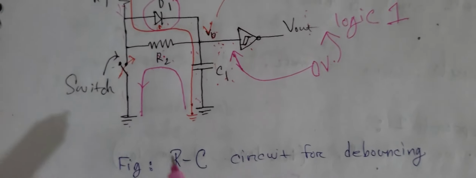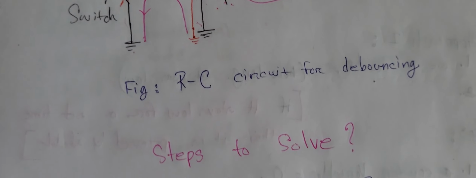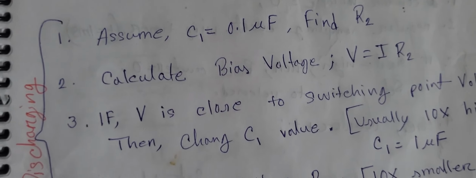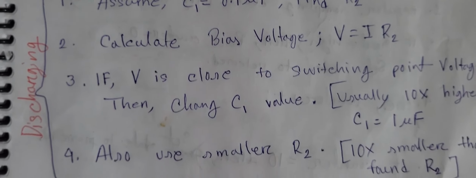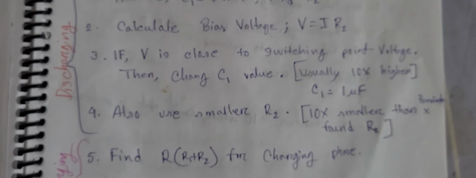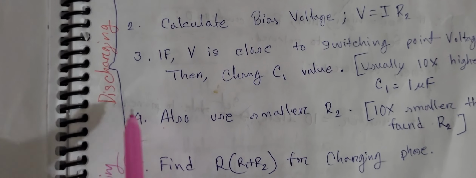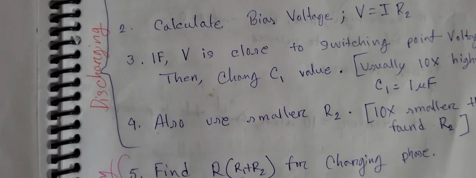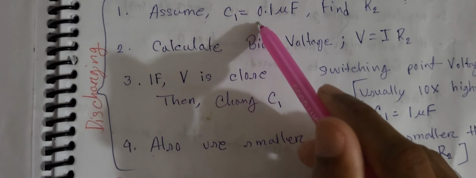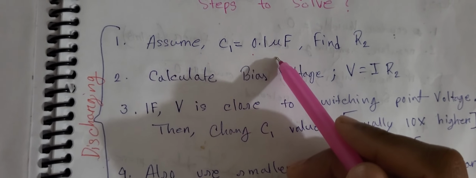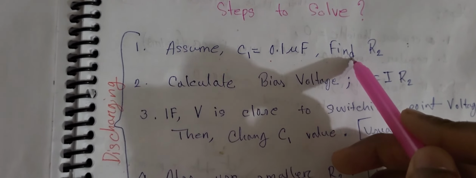So let's start. For calculating these RC circuit values, we have some steps to follow. For better understanding, I have written the steps here. You can just take a snap if you want. Four steps are for discharging, and these two are for the charging period. In the first step, let's assume capacitance C1 equals 0.1 microfarad, and then we have to find R2. So let's go.